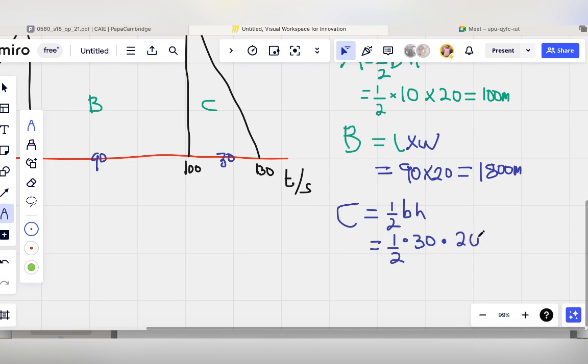So half of 20 is 10, and 10 times 30 is 300. So our answer here is 300. The total distance covered between the two train stations is the sum of all of them. Distance is to add all of them together to get the distance traveled by the train.